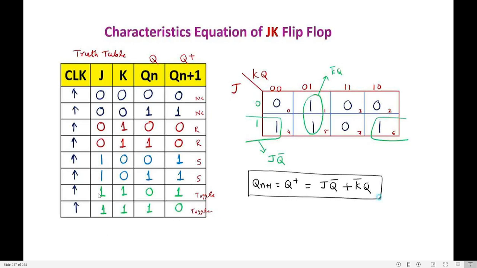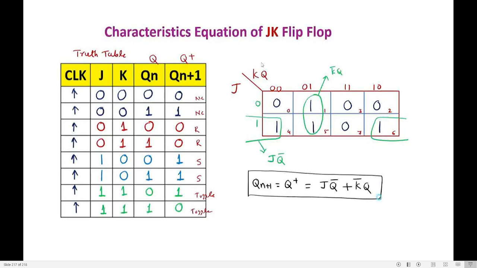Whereas in JK flip-flop, the output toggles. What is toggling? If Qn is 0, Q of n plus 1 will be 1. If Qn is 1, Q of n plus 1 will be 0. I repeat, when J and K are 0, 0, there will not be any change. If K is 1, the circuit resets. If J is 1, the circuit sets. If J and K both are 1s, the output toggles. If Qn is 0, Q of n plus 1 will be 1. If Qn is 1, Q of n plus 1 will be 0.